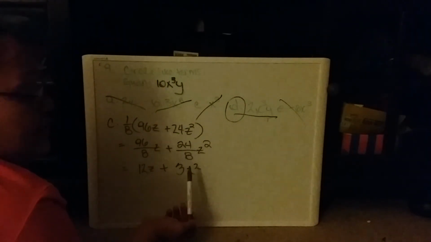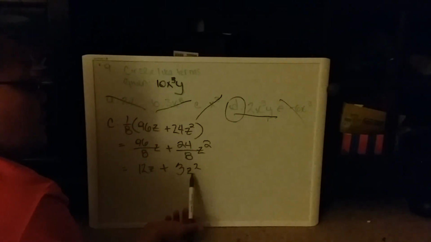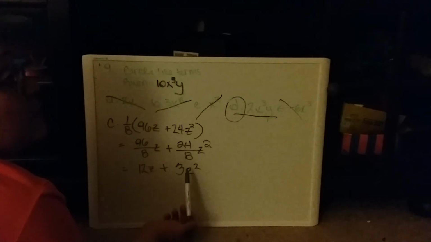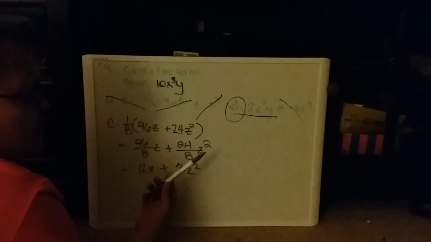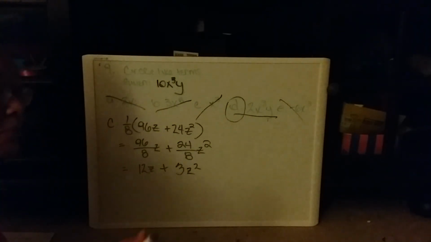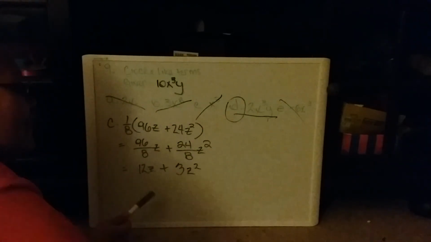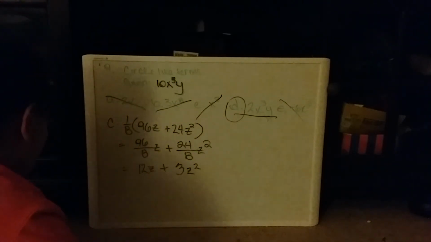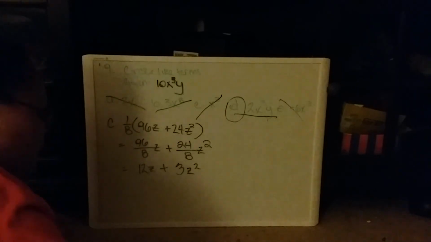It could stand for something. This could be apples, and this can be apples to the power of 2. So that probably didn't make any sense, but this is your answer for C. And I'll do the other 2 in a month.